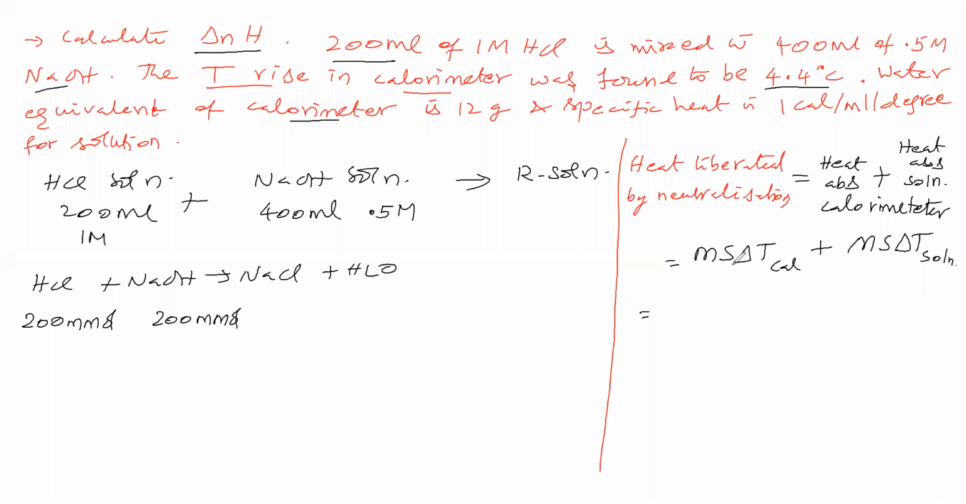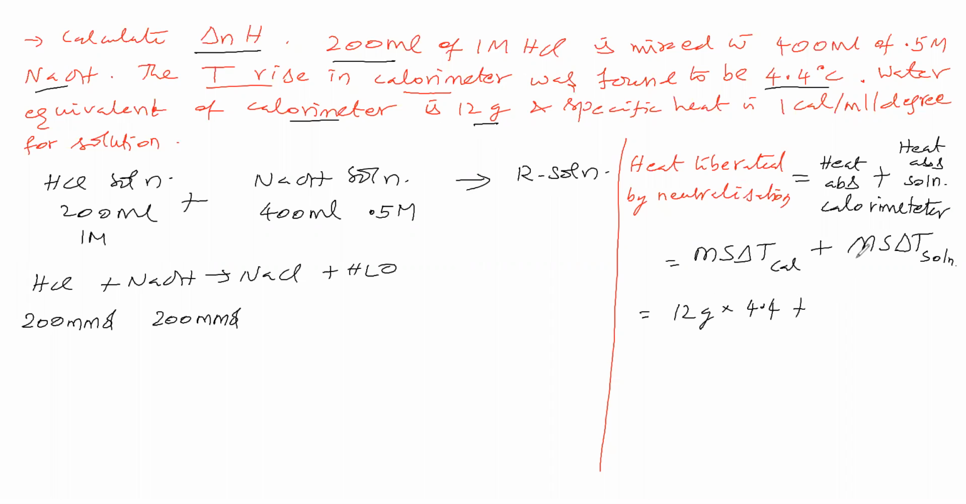Now calorimeter: mass of calorimeter into specific heat of calorimeter is called the water equivalent of calorimeter. The water equivalent of calorimeter is given as 12 gram, so we will take 12 gram into delta t. Delta t is called the rise in temperature. Rise in temperature is 4.4 degree.